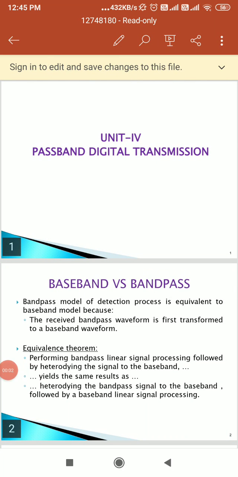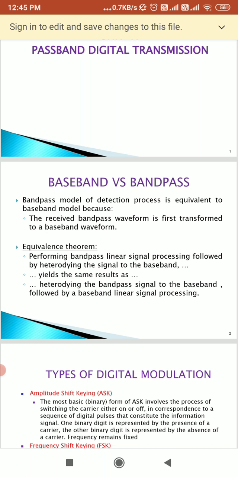Good afternoon, everyone. Here we are supposed to start our fifth unit, that is nothing but the passband digital transmission. In our previous unit we have seen transmission and detection of the digital signal without any modulations. It means that if we are not using any frequency shift modulations, we call that baseband communication or baseband transmission.